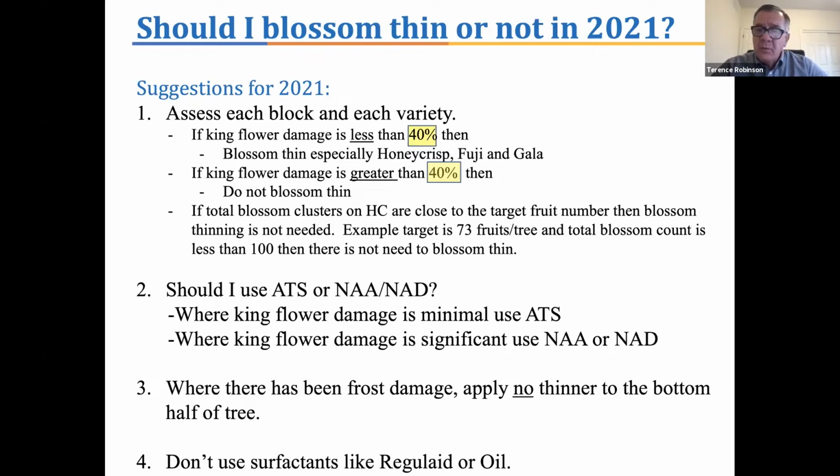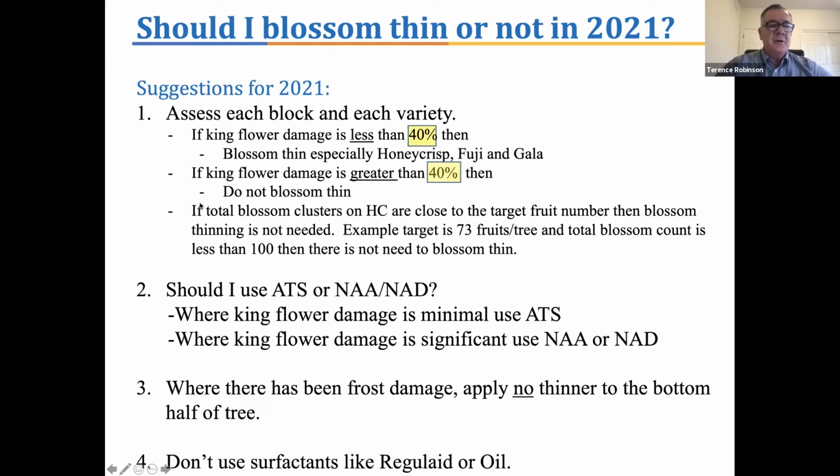You can also do it at full bloom. But before you put on any blossom spray, I would like you to make sure in your own mind how much flower damage, king flower damage there is. If it's less than 40%, then I think blossom thinning is still justified, especially with Honeycrisp, Fuji, and Gala. Honeycrisp and Fuji, where we're trying to control biennial bearing, but Gala, where we're trying to maximize fruit size. But if king flower damage is greater than 40%, I don't personally think blossom thinning is justified. I think that we just try to manage what's left with post-bloom thinning and hand thinning.